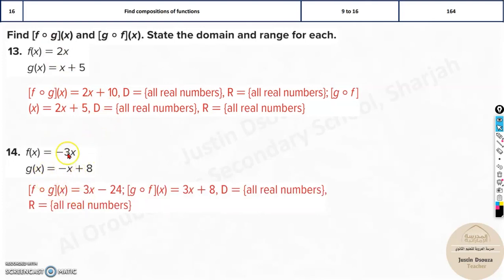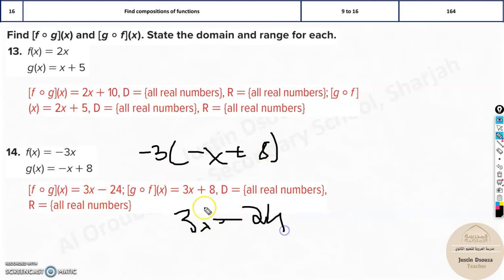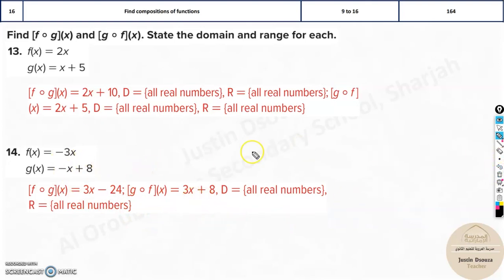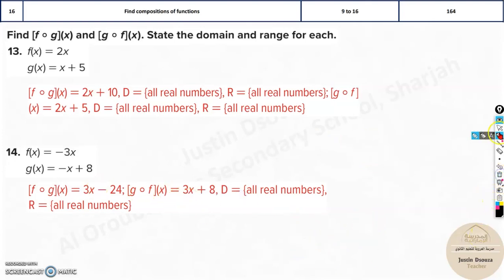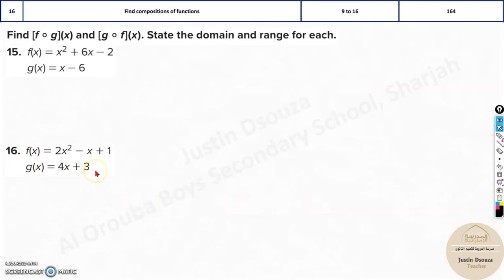You need to do the composition. That is, you need to put g of x value inside of x and then simplify. If I'm just doing it directly now, instead of x, I put minus x plus 8. What's going to happen? Plus 3x minus 24. Yes, that's the answer. Now, if it is the other way around, what do we do? It is just that instead of this x, you put minus 3x plus 8. It should be 3x plus 8. Is that the correct answer? Yes, that's the correct answer. And it's all linear function, so it's all real numbers.